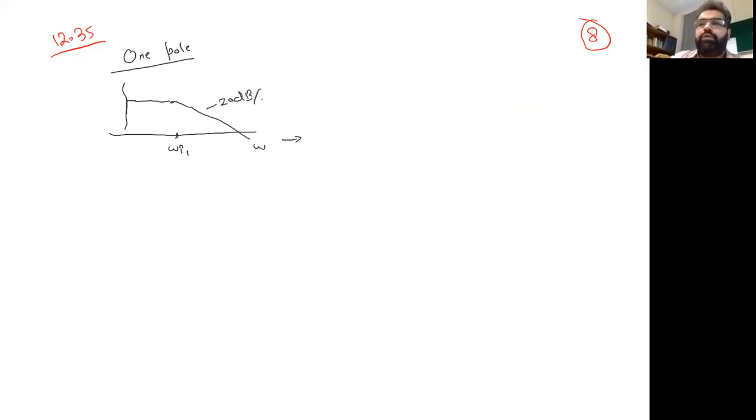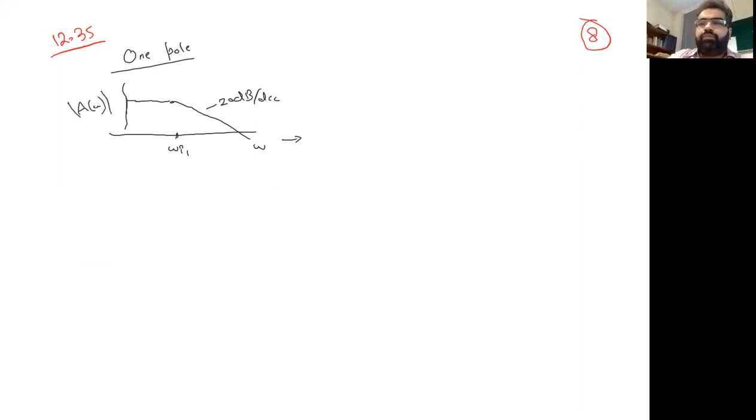So the example is 12.35. The example is basically given as a 1 pole and 2 pole system. It's showing how the 1 pole and 2 pole systems behave, both magnitude and phase. It's pretty much straightforward, so I will just quickly do it. For a 1 pole system, if you have omega, you start with some frequency, and at omega p1 you start decaying down with a slope of minus 20 dB per decade. And this is your A omega magnitude.